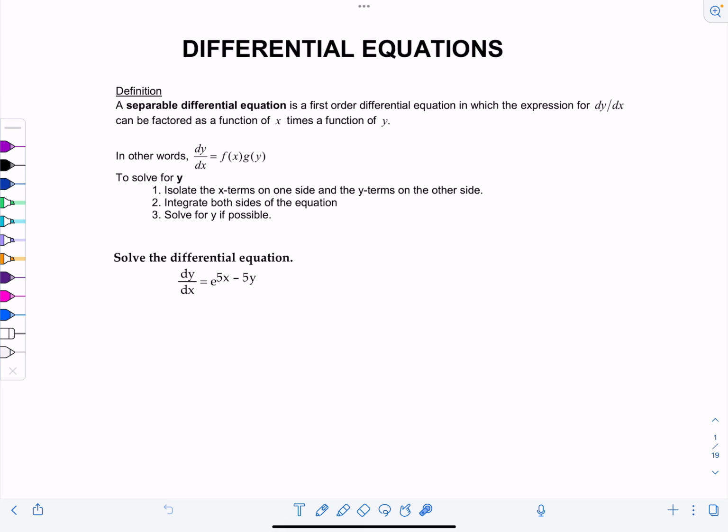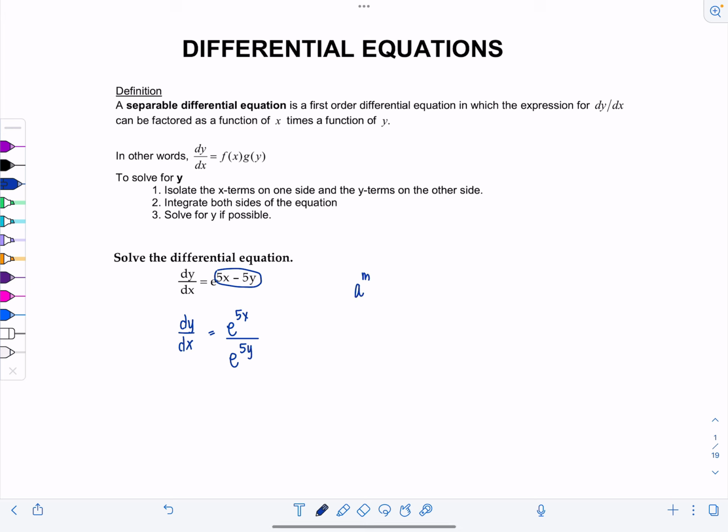So let's do a couple examples. Solve the differential equation dy/dx is e to the 5x minus 5y. And this is all in the exponent right here, okay? So first, let's see, how is this even separable? I need a function of x times a function of y. So you got to remember your laws of exponents. I can rewrite this as e to the 5x over e to the 5y, right?